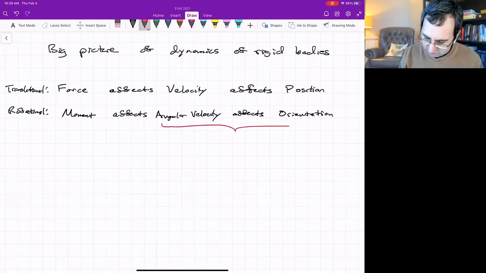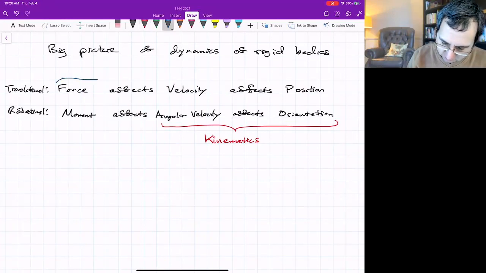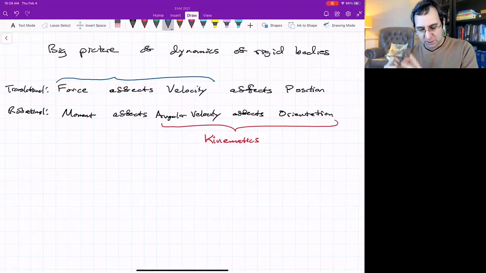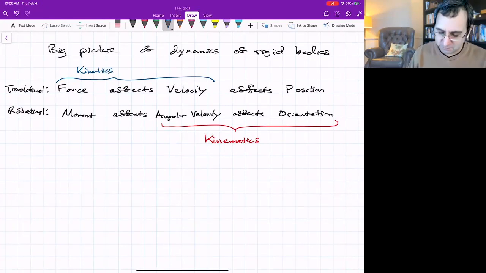This would be the subject of kinematics. Kinematics is just describing the position and orientation and how they're changing in time, so taking derivatives and things. The other part, how force and moment affect the velocity and angular velocity, some people call that kinetics. To me, that sounds too much like kinematics, so I would just rather call that dynamics.